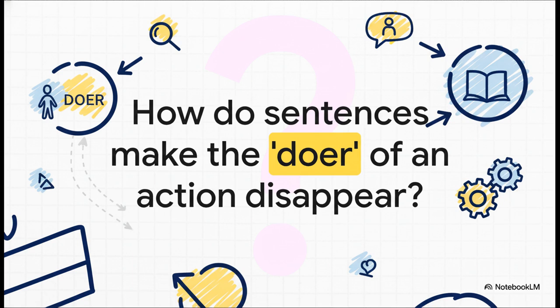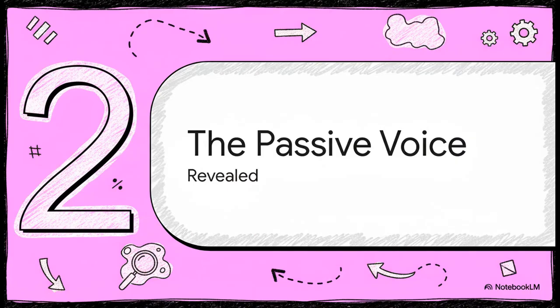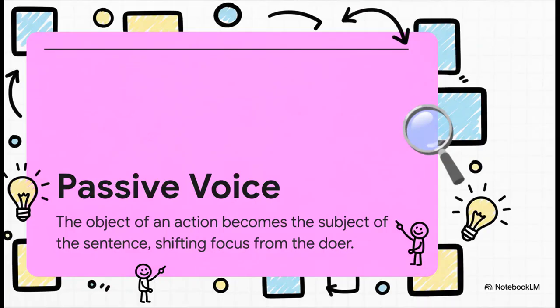Well, the answer is in a specific structure that basically lets you become the director of your sentence, choosing exactly where you want to shine the spotlight. So let's go ahead and reveal the secret tool behind all these mysterious sentences. We are talking, of course, about the passive voice. To put it simply, the passive voice makes the receiver of an action the star of the show, the subject of the sentence. And that immediately pulls our attention away from whoever or whatever was actually doing the action.